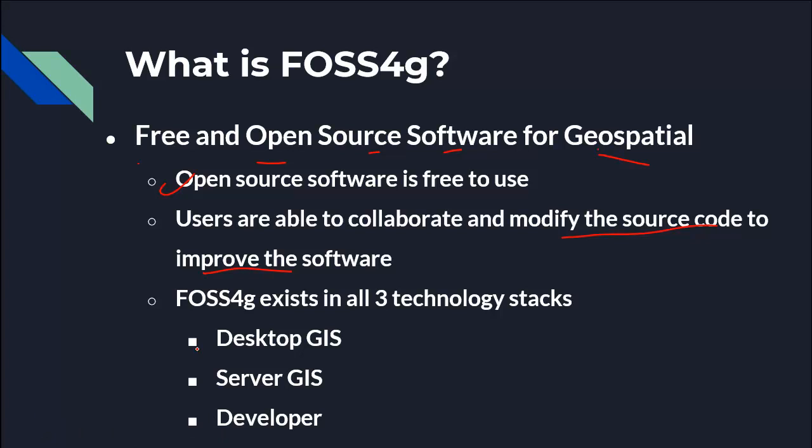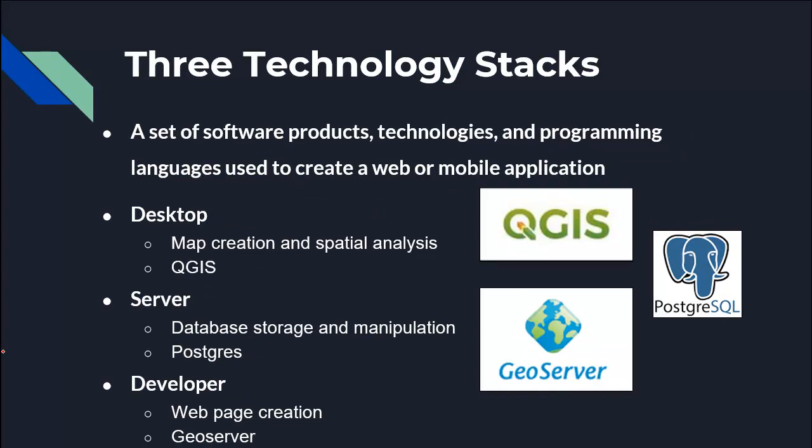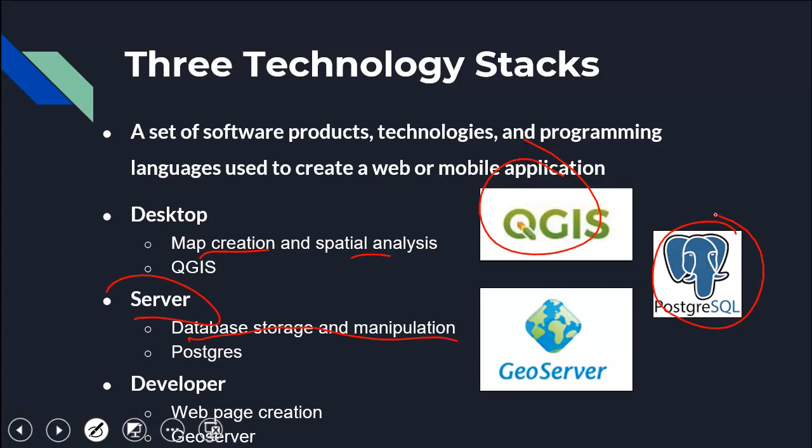And we're going to look at these products in the form of three different technology stacks. So there's desktop GIS, you're probably familiar with that, but server-based GIS as well as tools for the developer. And when we say desktop GIS, we mean QGIS. So that is a desktop GIS that performs map creation, spatial analysis. When we say server-based, we're looking really at database storage and manipulation. So that's Postgres, and there's a GIS component that goes along with this.